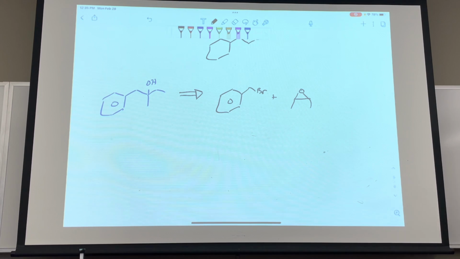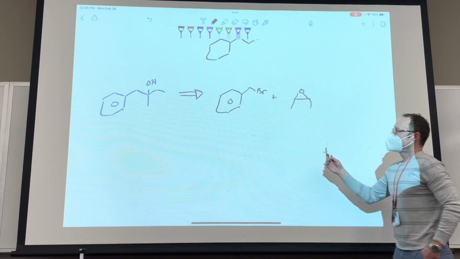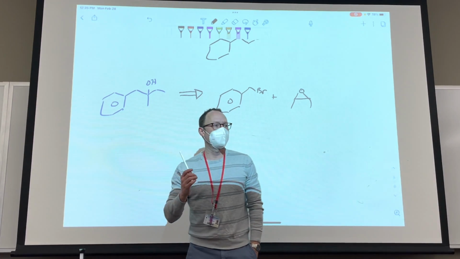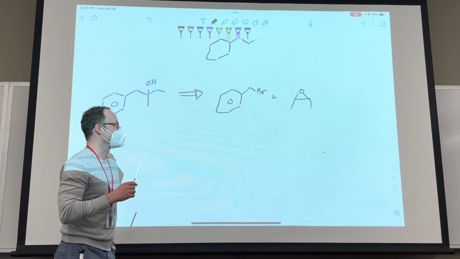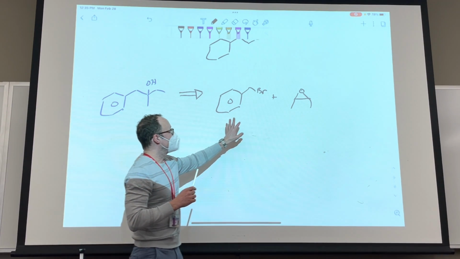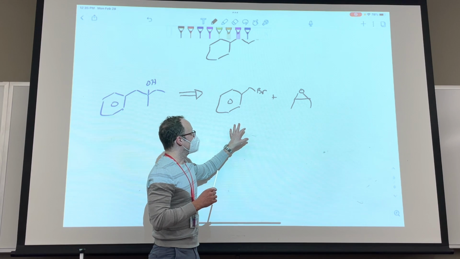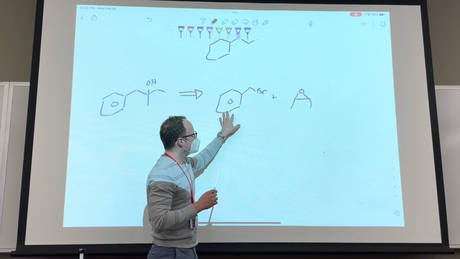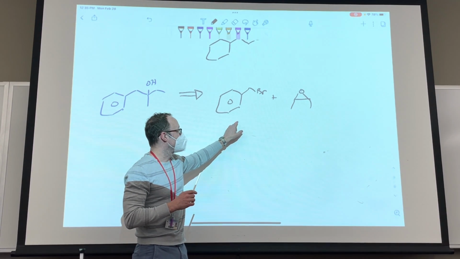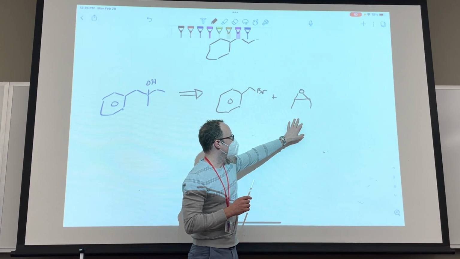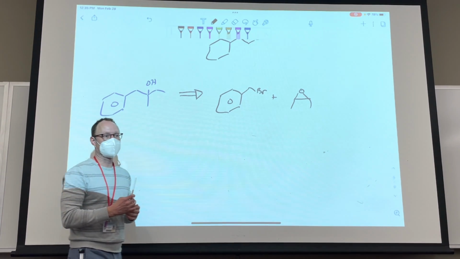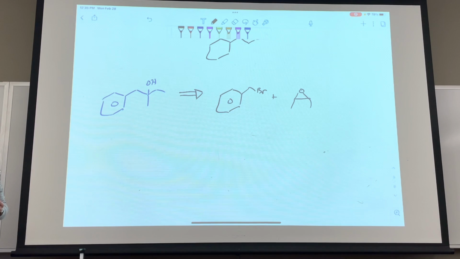This way? Kind of, I think we actually looked at this reaction a minute ago. Would we be able to do the Grignard between the bromotoluene and this epoxide? Would that give us the right product? I think so. Yeah, what's the problem?